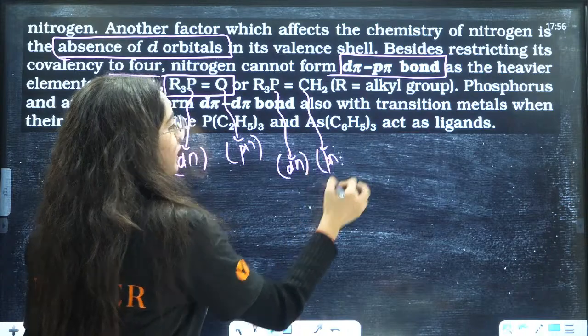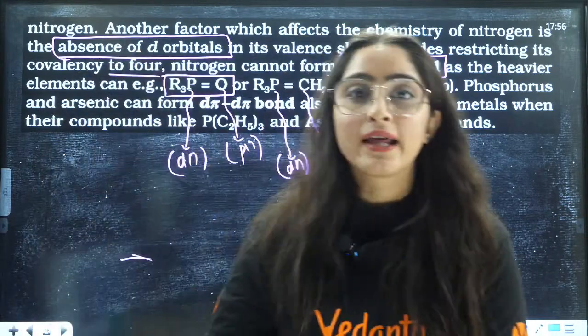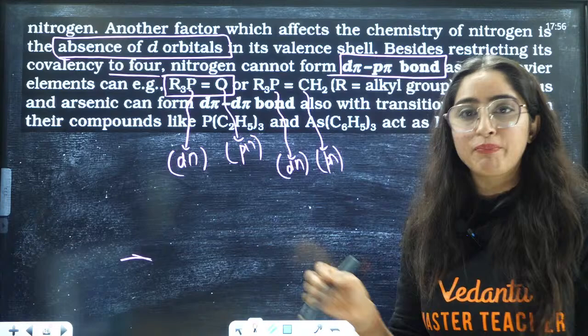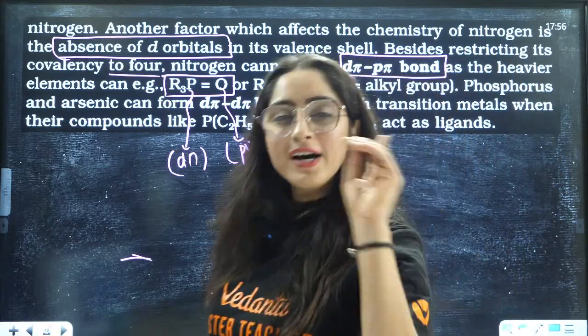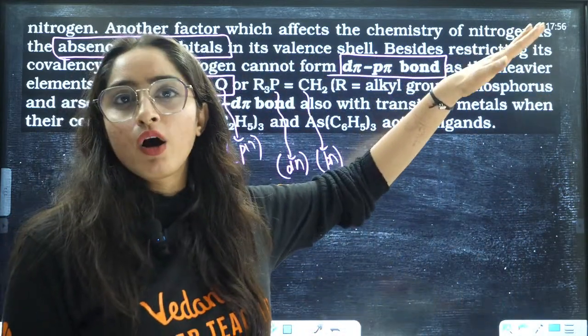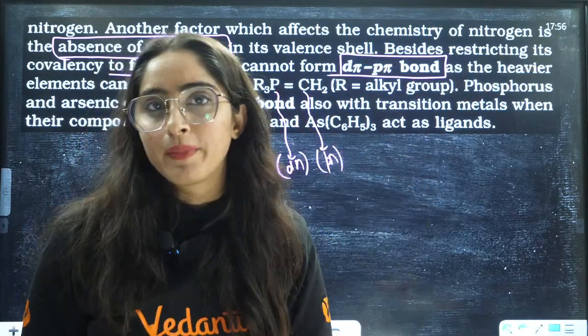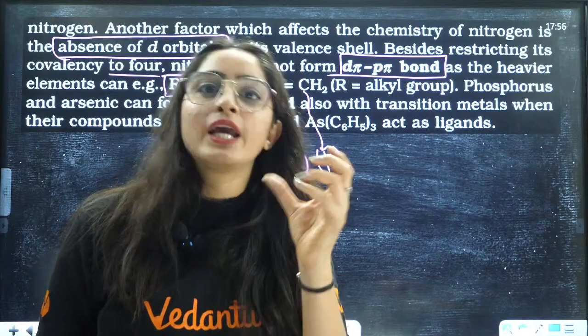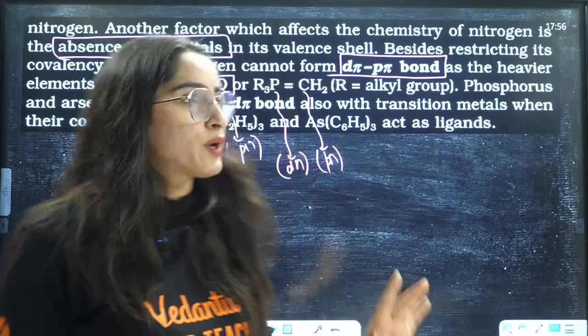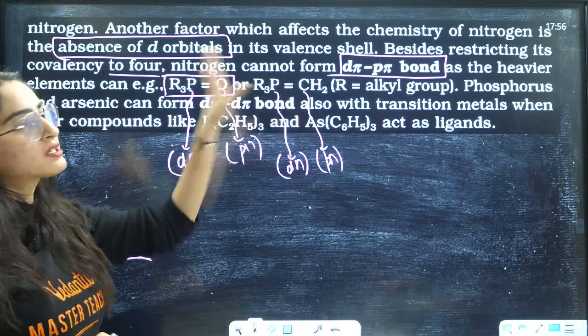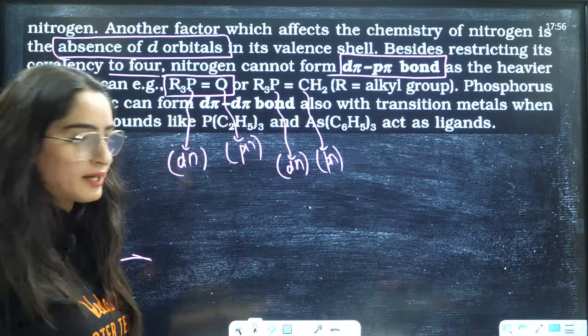Guys, are you able to understand this? How am I saying directly that d pi p pi is possible here and not there? The first element of all the p block elements will not have any vacant d orbital, so only p pi will be possible. So here also, with oxygen or with carbon, it is forming p pi d pi.